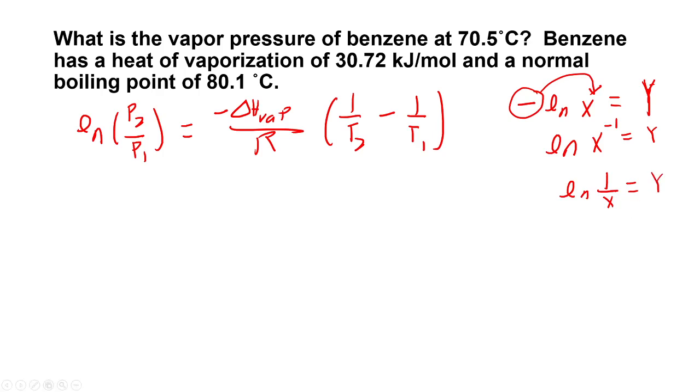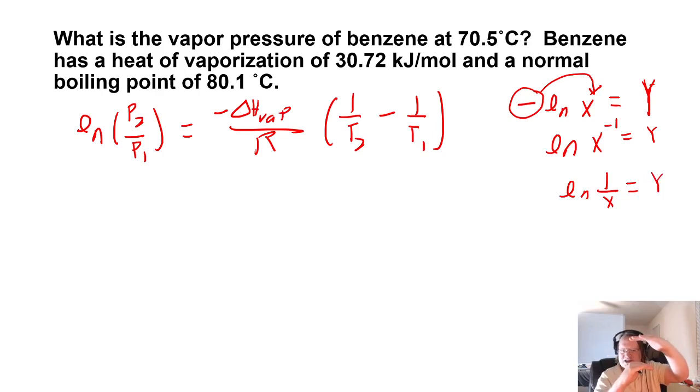I'm going to bring back my webcam. They'll do things like flip the P2 and P1. You also could have P1 over P2, but then there'd be a negative in front of it. But then maybe you move the negative to the other side. So there's a lot of rearranging that can happen.